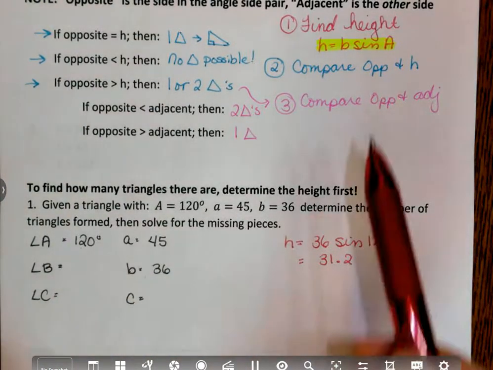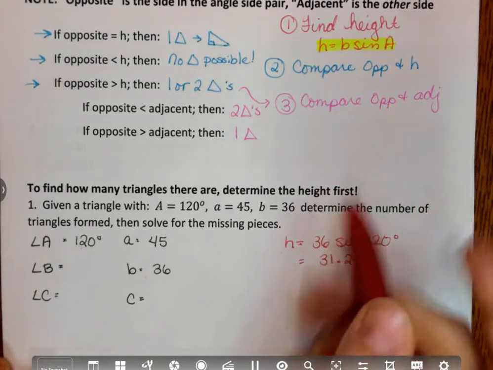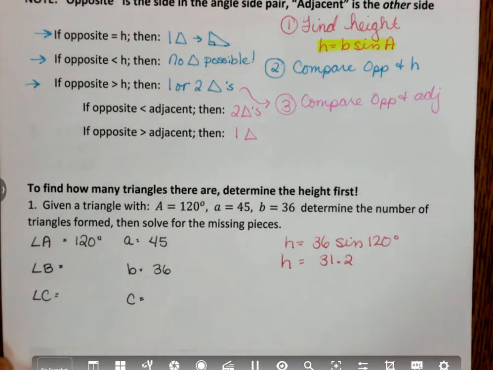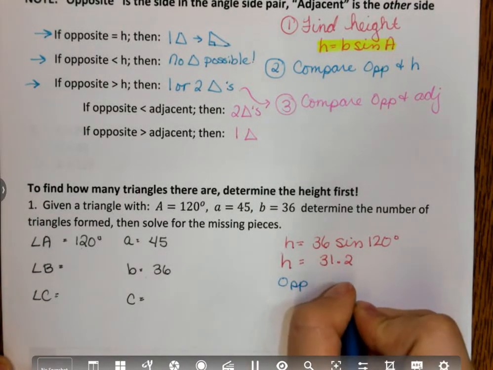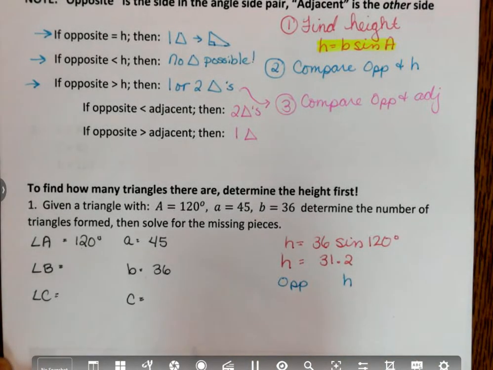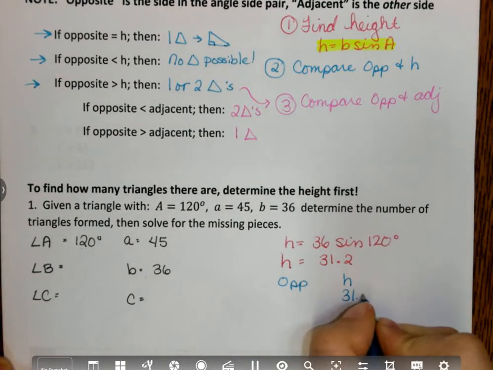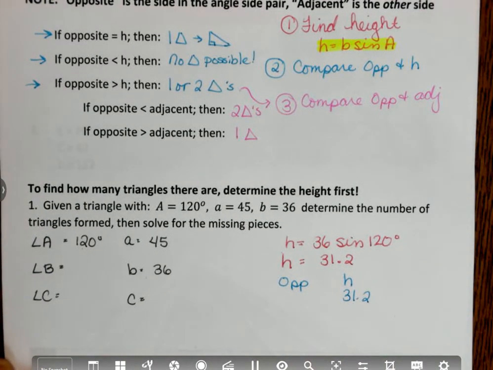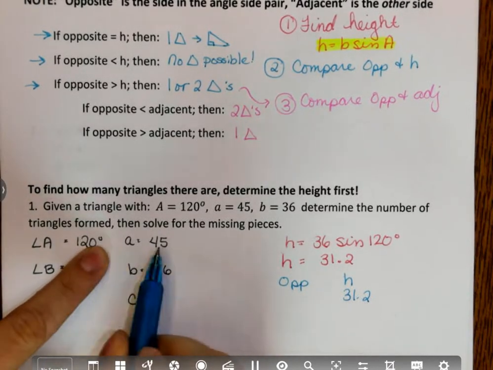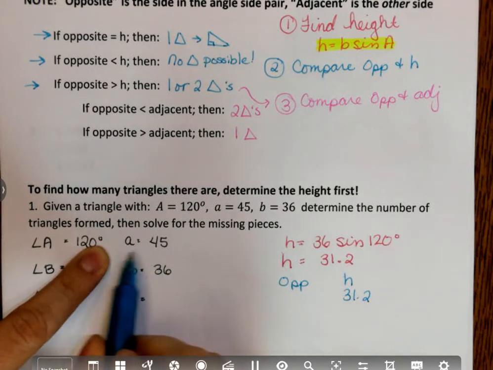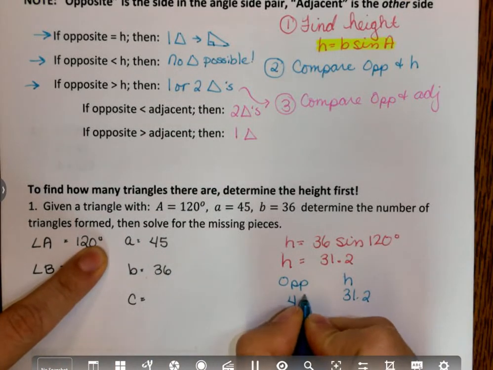So the first step was to find the height. We did that. The second step is to compare the opposite side to the height. Now the height we just said was 31.2. How big is the opposite side? That's not the opposite. 45. Angle and its opposite side, that's the pair. So the opposite side is 45.